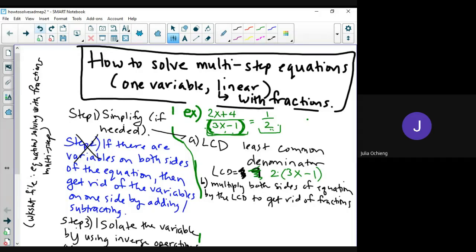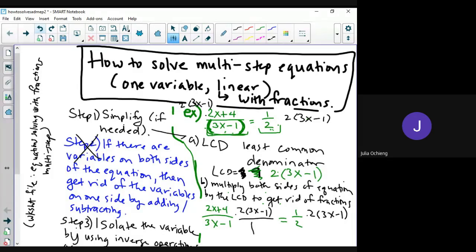For now. All right, we're going to multiply both sides of the equation by that LCD to get rid of the fractions. That part stays the same, all right? So I'm going to rewrite this same exact equation, spaced out. And again, I'm going to multiply both sides of the equation by the LCD, which is 2 times (3x minus 1) on this side, and 2 times (3x minus 1) on this side. So I'm going to write that down here. And remember, anything is just itself over 1, so if you want to put that over 1 to make it clear that it goes to the top of the fraction, that's fine.